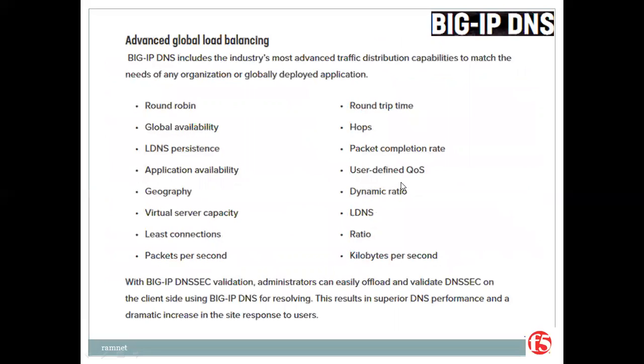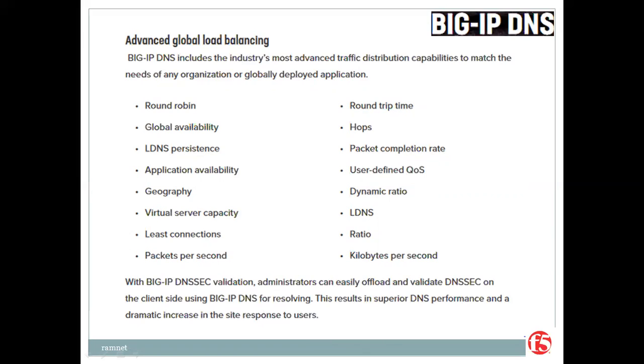Same thing. So what all things is this GTM going to do? It includes the industry's most advanced traffic distribution capabilities to match the needs of any organization or globally deployed application. Round robin, global availability, LDNS persistence, application availability, geography, virtual server capacity, least connections, packets per second, round trip time, hops, packet completion rate, user defined QoS, LDNS ratio, kilobytes per second. With the BIG-IP DNSSEC validation, administrators can easily offload and validate DNSSEC on the client side using BIG-IP DNS for resolving. So these are all the advanced GTM load balancing.